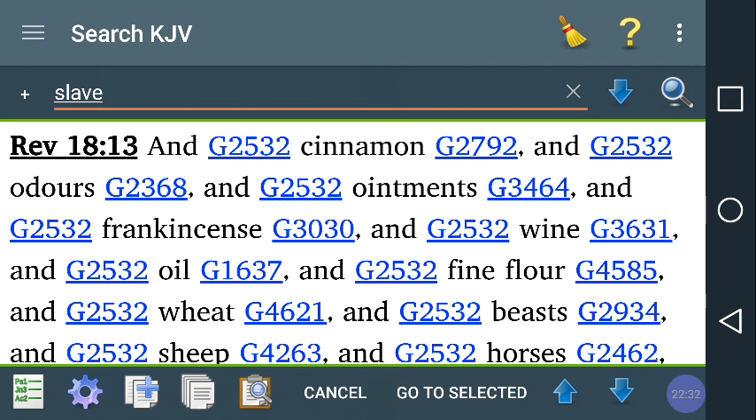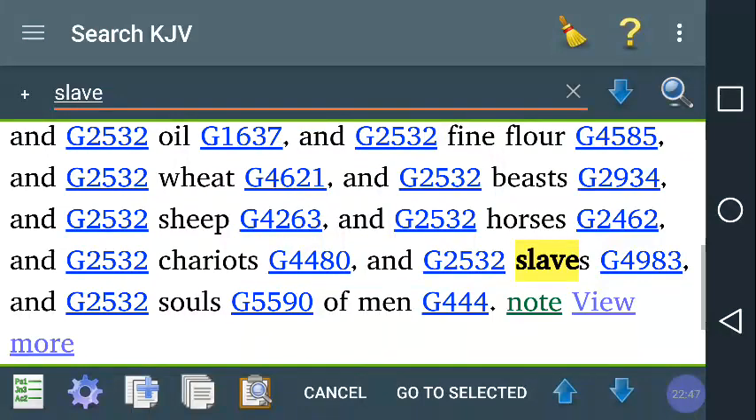Revelation 18:13. And cinnamon. This is what this great city does business in, right? All the products and all the merchandise. And cinnamon and odors and ointments and frankincense and wine and oil and fine flour and wheat and beasts and sheep and horses and chariots and slaves. Oh, got you. That's what a lot of them probably are saying. They think they got something. No, you're gonna get got, right? And slaves and souls of men.